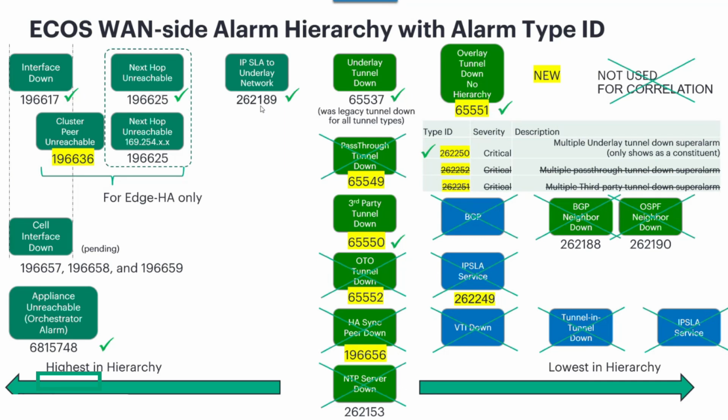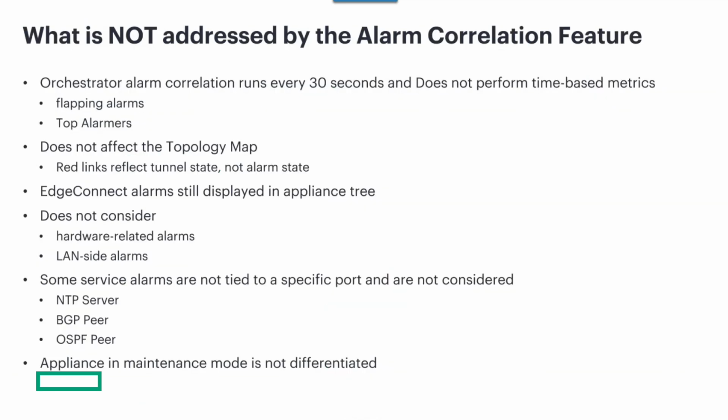IPSLA. We notice there's two different IPSLA alarms. There's 262189, the original version, corresponds to anytime I have aBIO that has an internet breakout, and on that label, you'll be able to have this alarm because I'm probing the internet. You might say, well, what happens if I have MPLS only and I don't have an internet breakout? Then you won't have this alarm.